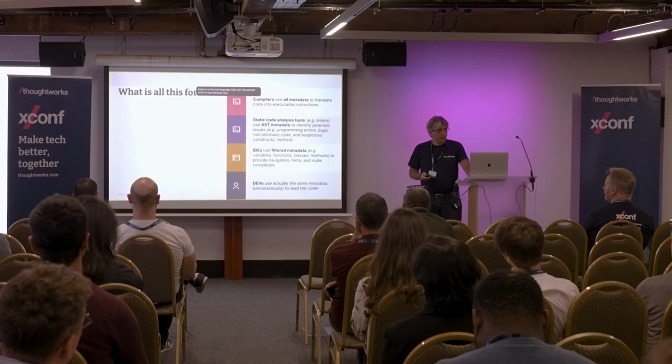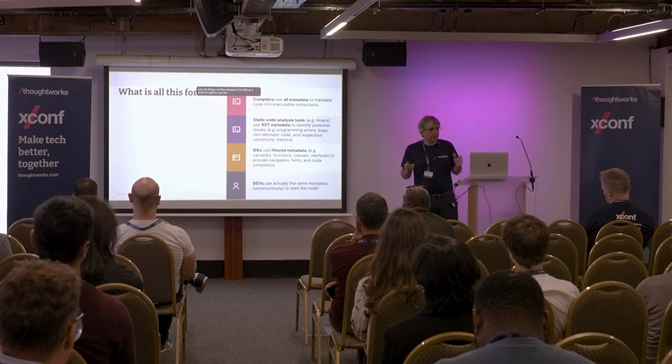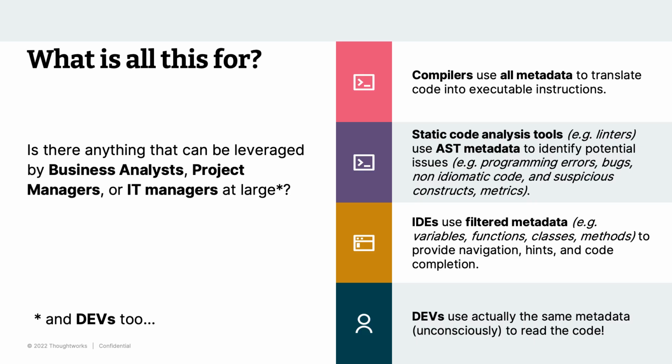So what is all this for? Actually, we use these kinds of things pretty much every day as developers. Every time we compile something, the compiler uses this metadata. But also every time we run SonarQube or a linter, we're actually using the AST metadata to grab interesting information: the cyclomatic complexity, the non-idiomatic code, whatever we can imagine by navigating through the AST. And the IDEs as well. Every time we jump from one method to another, we are actually using these kinds of things in the background.